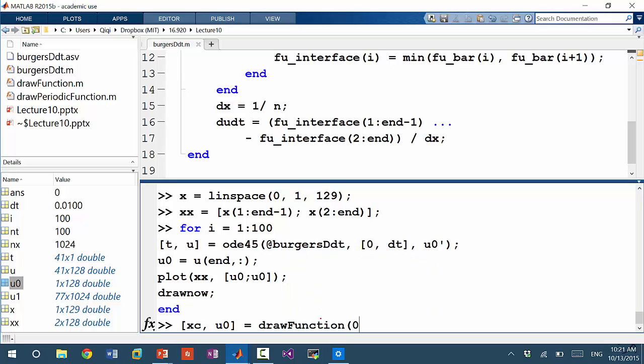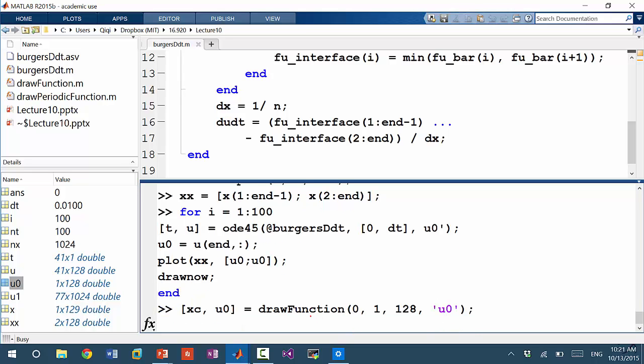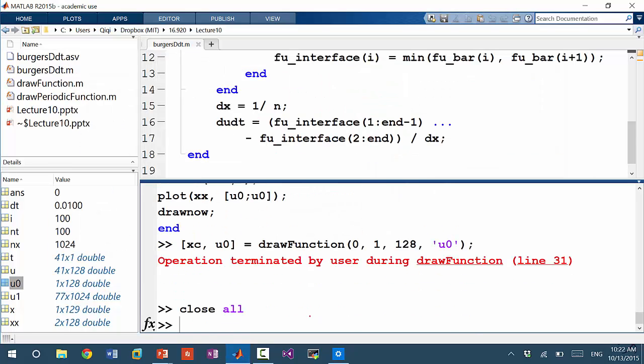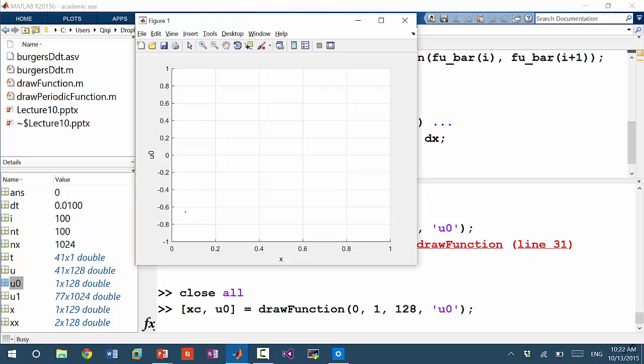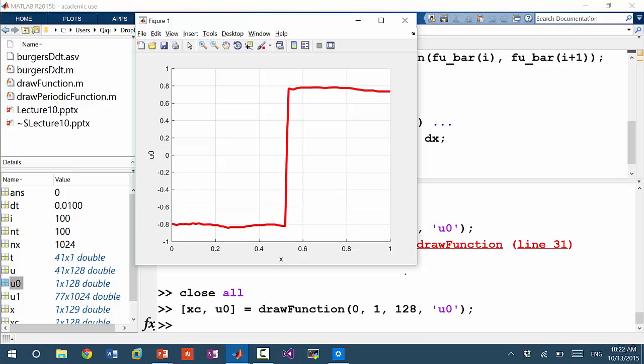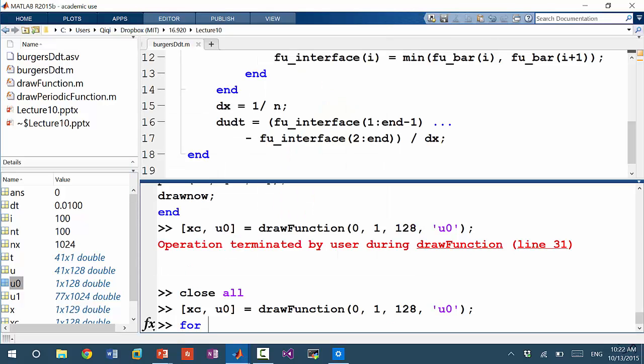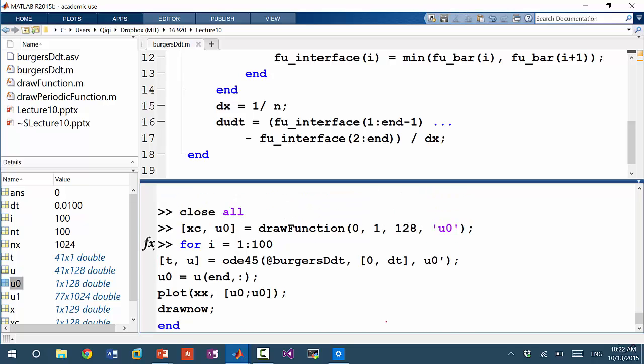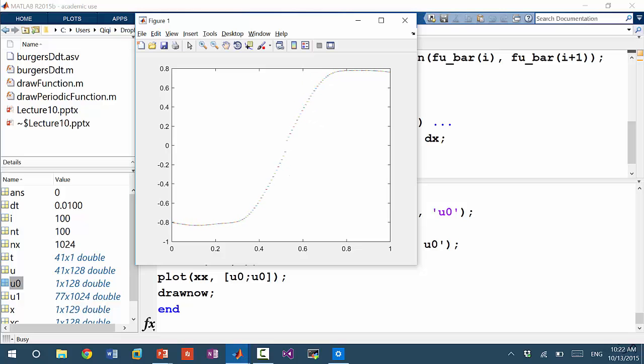And this is your function. 128, 0. Oh, I need to close that one first. Okay. And let me draw roughly the same function, minus 0.8, jumps to 0.8. Okay, and I get a U0, and I'm going to do the for loop again. Oops, I don't want this. All right, and let me close this first. Yes, now I get a proper solution.